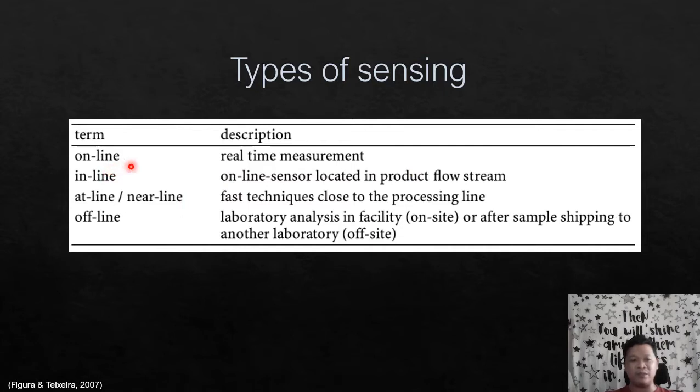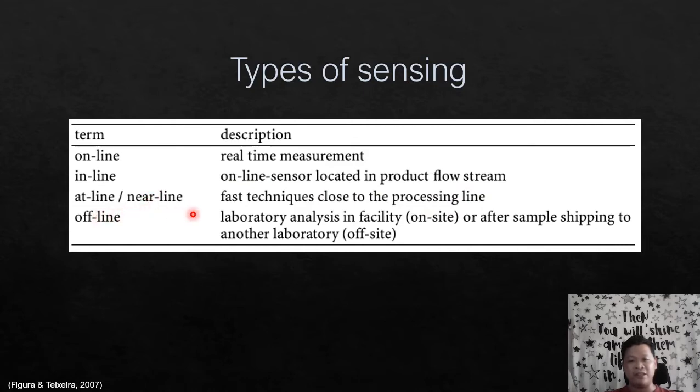So these may include, again, of course, your flow meters because they measure instantaneous volumetric flow rate. At line or near line, these are techniques that are relatively fast and are not exactly in line but are very close. Let's say like a laboratory that is adjacent, with a window, like a drive-through window, to the production area, for example, has a quick viscosity assessment that only takes seconds.